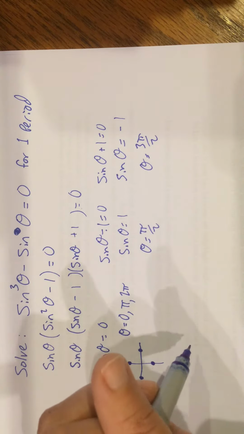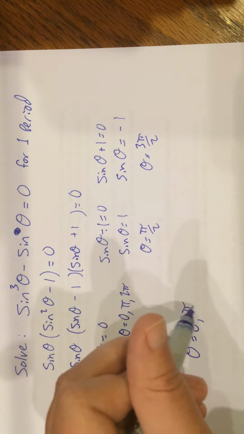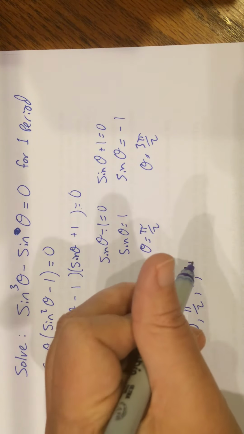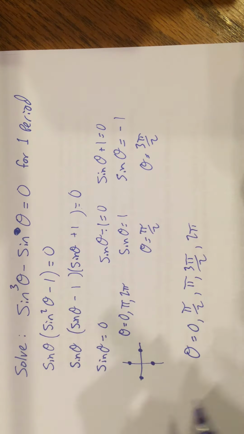So all of these are my answers. I'm going to say theta equals 0, pi over 2. I'm just going to write them in order. Pi, 3 pi over 2, and 2 pi. All of those are solutions to this equation.